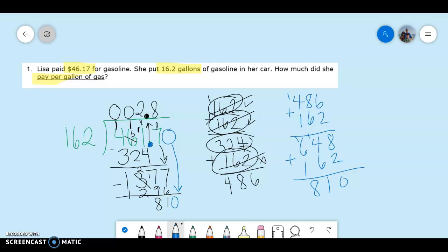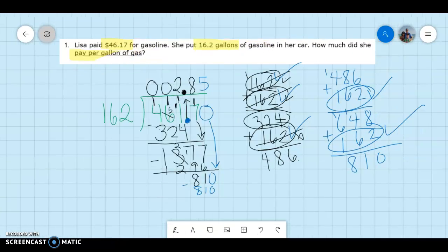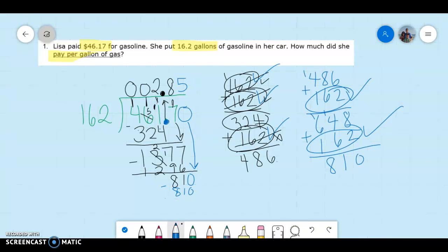So let me go back and count my 162s. 1, 2, 3, 4, 5 of them. So there's going to be a 5 right here. And 5 times 162 I can see is 810. And I'm going to subtract that. Oops, my markers are going to be in the way. So there we go, we can move that. And then I have 0. So I finished my division problem, and I'm going to go back and I can answer my question now.